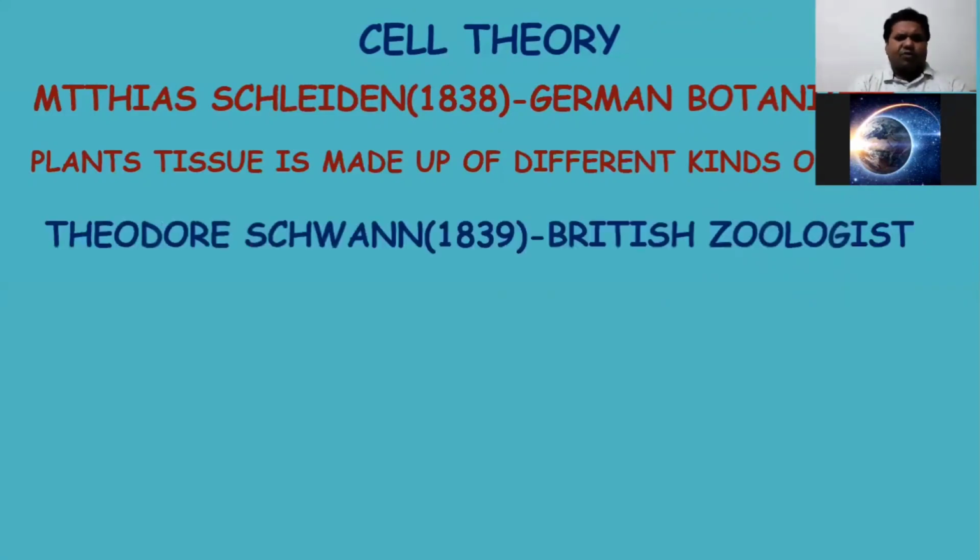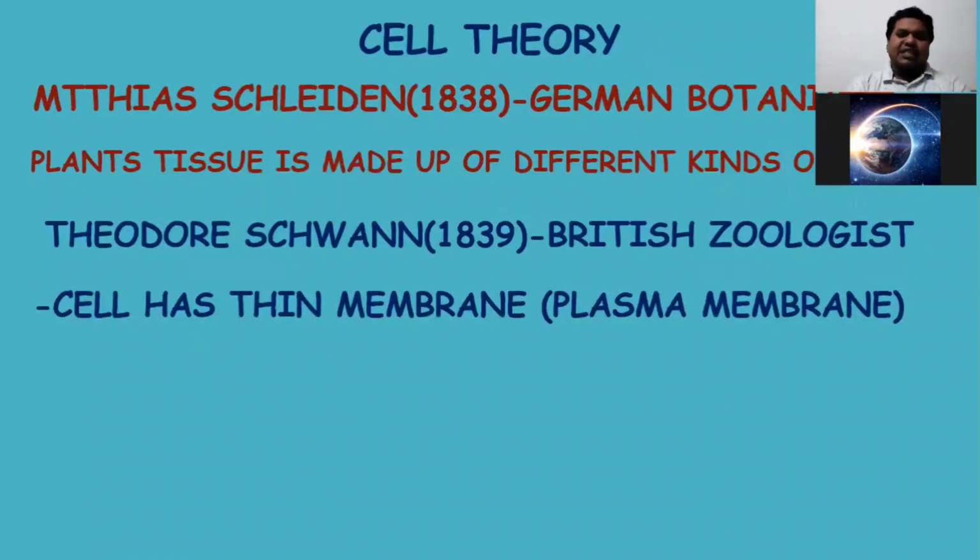At almost the same time, Theodor Schwann, in the year 1839, remember the years, an MCQ can be asked. He was a British zoologist. He made certain observations while studying. First, cell has a thin membrane, which is now called the plasma membrane. So the covering of the cell, that is the thin membrane, was discovered by Schwann.